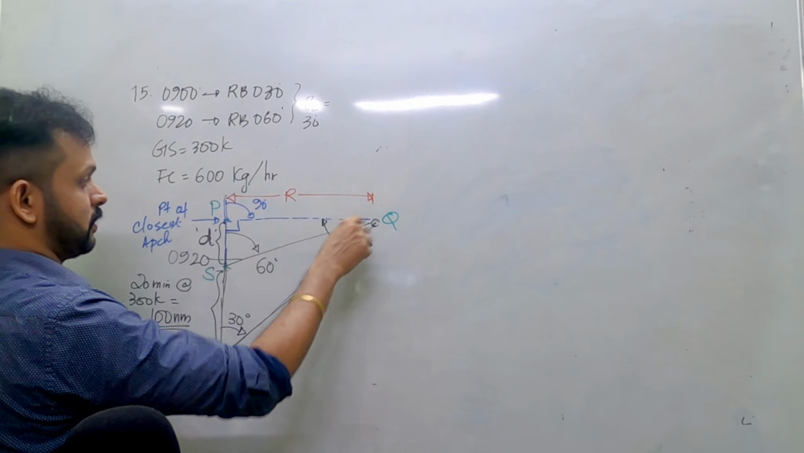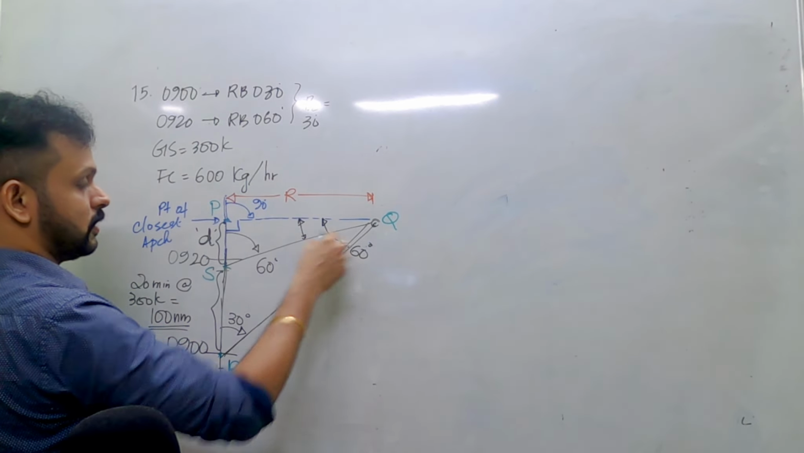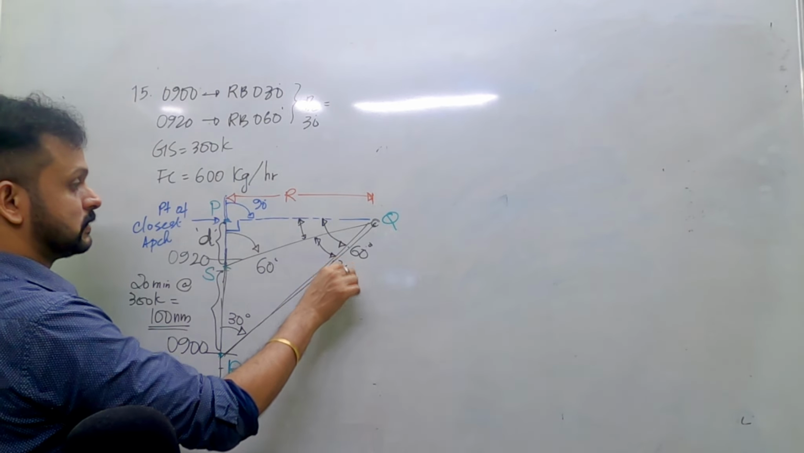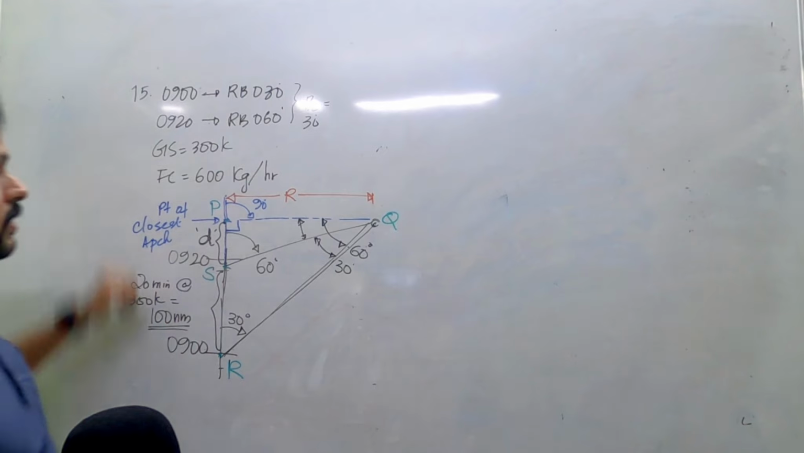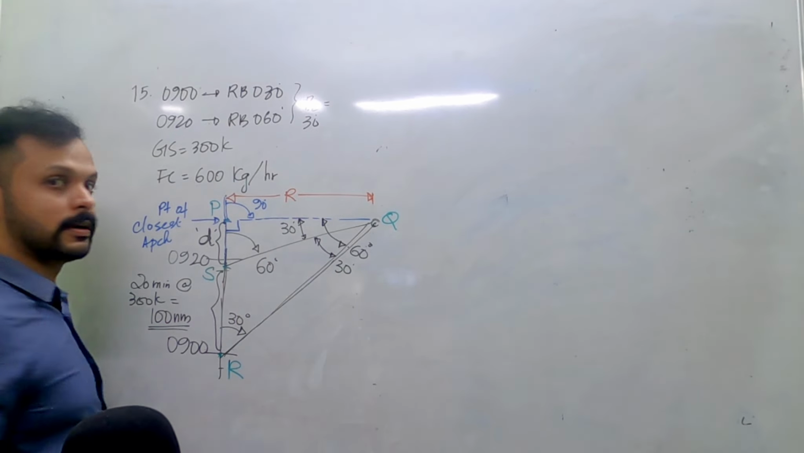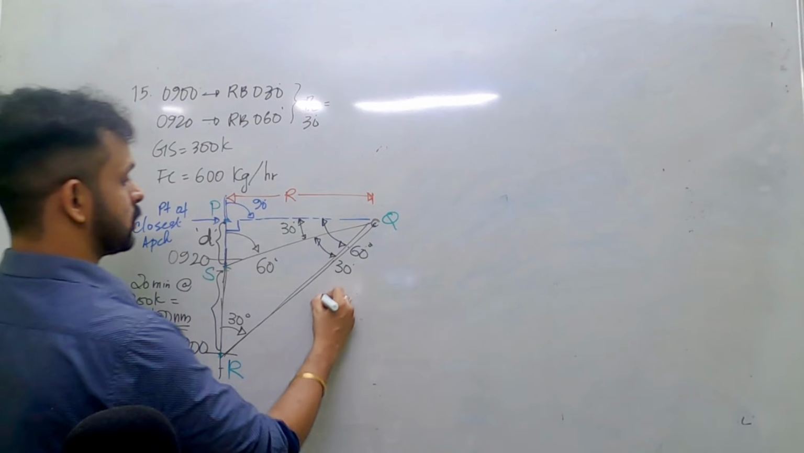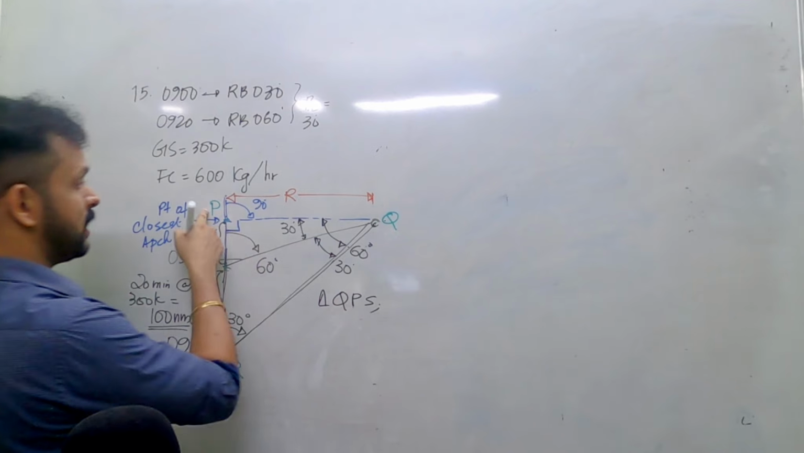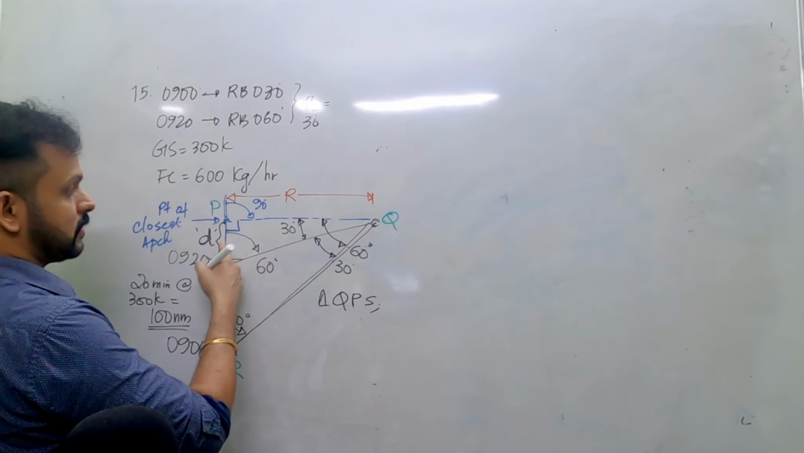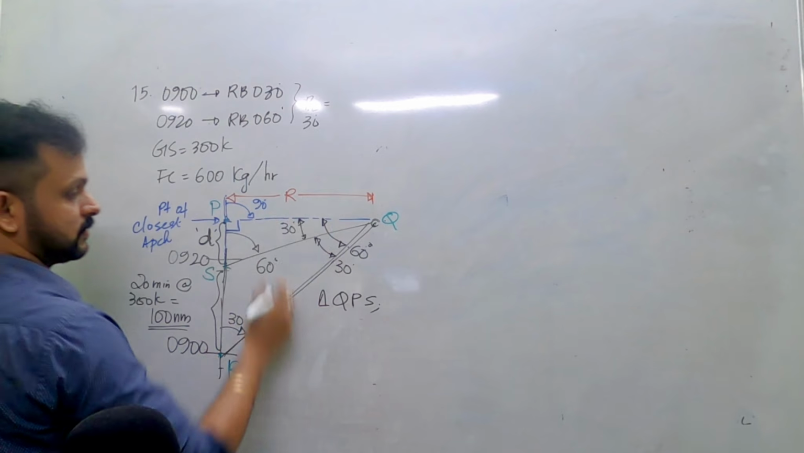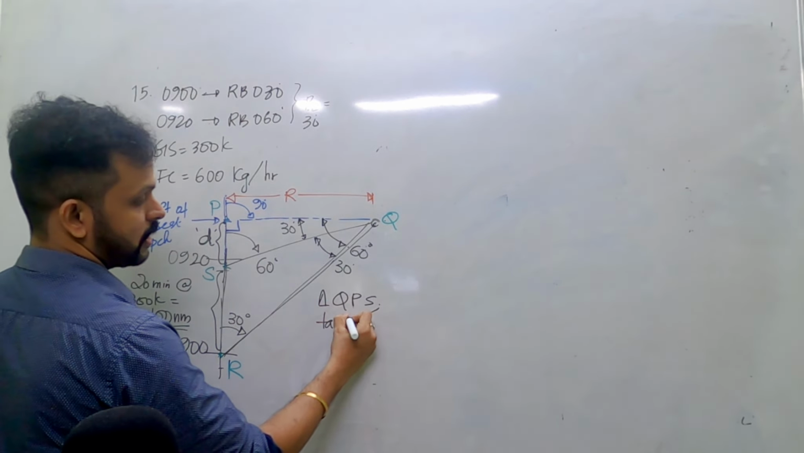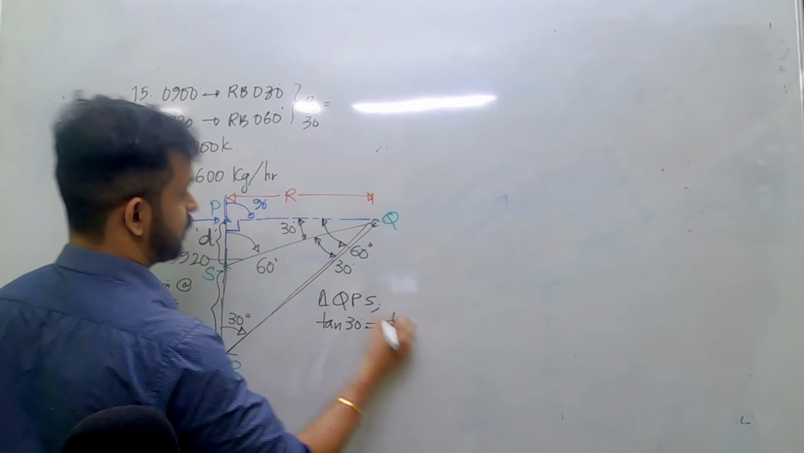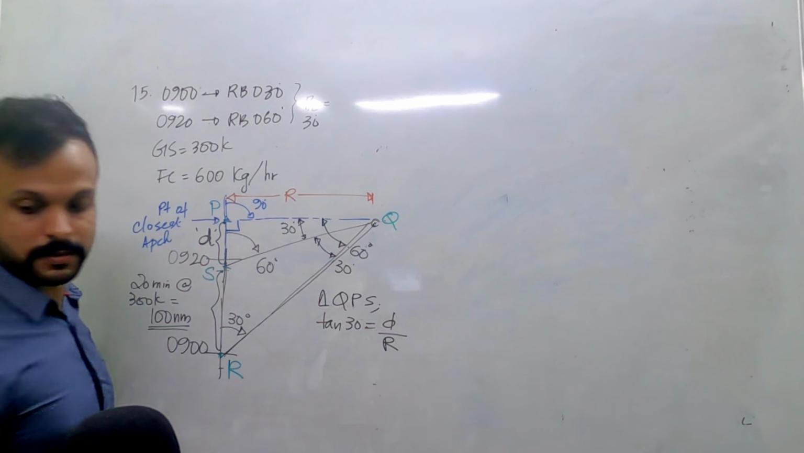Let's look at the smaller triangle here. In the smaller triangle, the total bearing change is 60. This bearing change is given in the question as 30 degrees between 900 and 920. Therefore, this is also 30, right? Looking at the triangle QPS, right angled at P, I can find a trig ratio connecting the opposite side and the adjacent side, which is tan, and the angle is tan 30. So tan 30 is the opposite side, which is D, over the adjacent side, which is R.